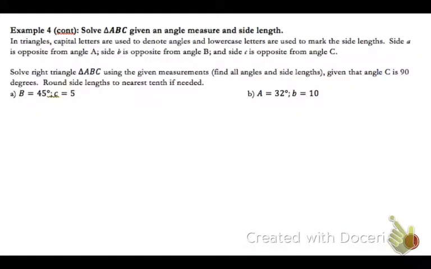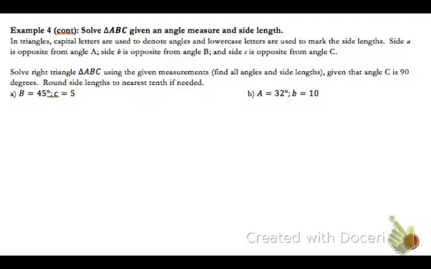Now let's look at the second example 4. So we're going to solve triangle ABC. And it says in triangles, capital letters are used to denote the angles. Lowercase letters are used to mark the side lengths. So side little a is opposite from angle big A. Side little b is opposite from angle big B, etc.